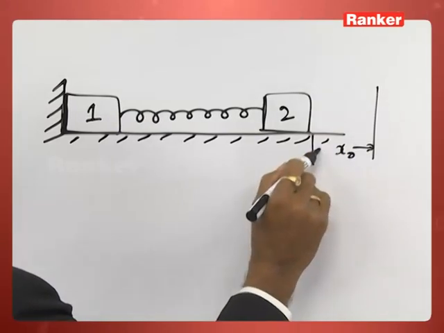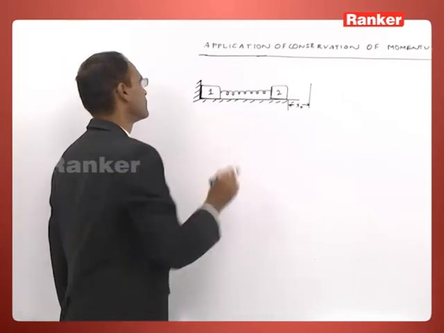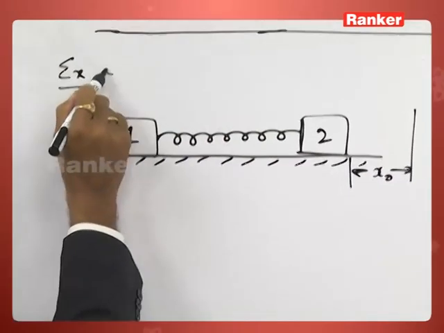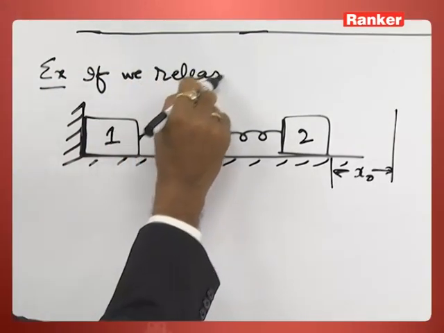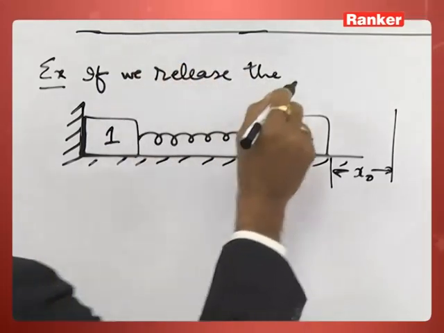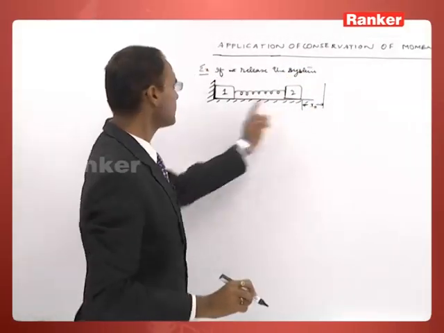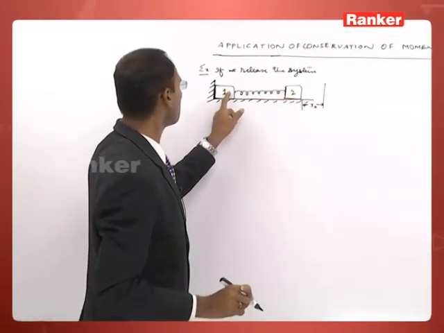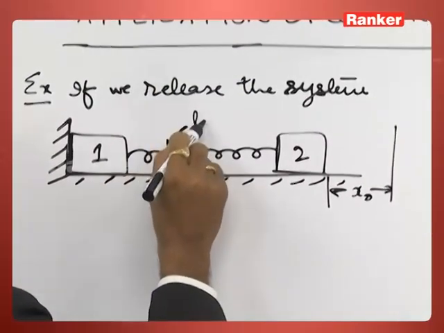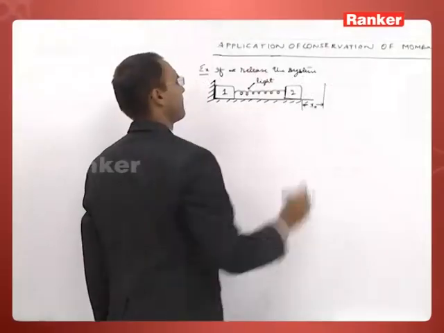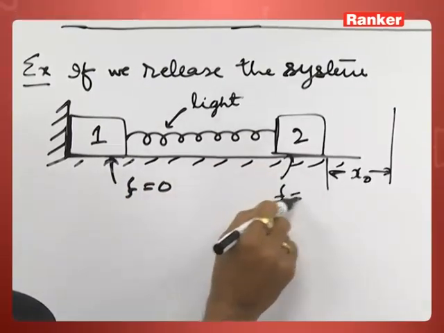X naught let be the initial compression of the spring. If we release the system, what is the system? The system of two blocks with this spring. The spring is massless or light spring. No friction anywhere.